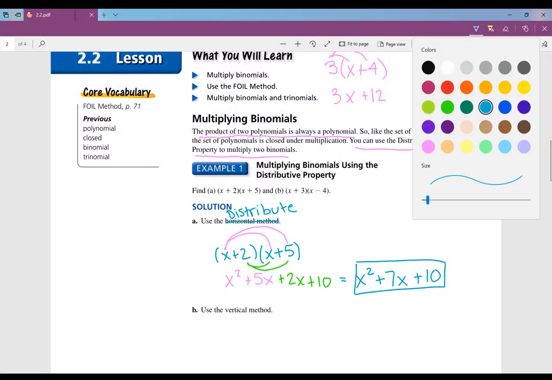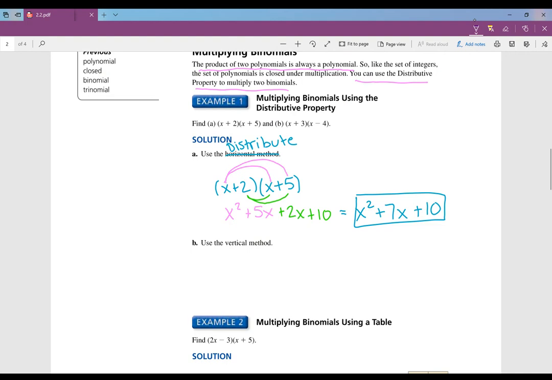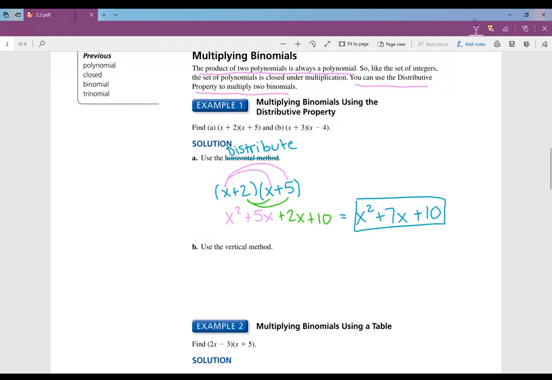All right, let's try part B. For B, instead of using the vertical method, we're going to call this the box method. Okay, so in this one, we're doing x plus 3 times x minus 4. So what you're going to do is you're going to draw a box. And it doesn't matter which one you put on top or on the side. So we're going to put x plus 3 and x minus 4.